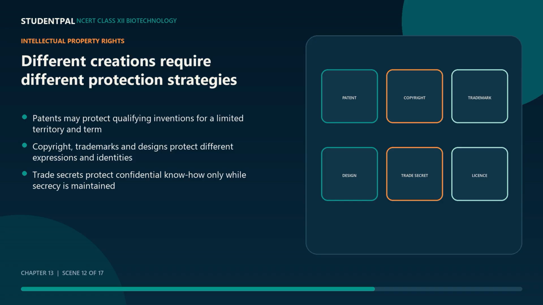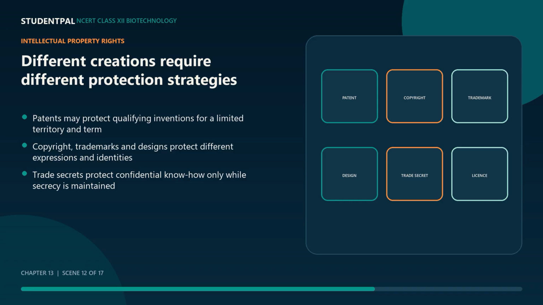Trademarks identify the commercial source of goods or services. Design protection concerns qualifying visual appearance. Trade secrets may protect confidential protocols, formulations, or know-how, while reasonable secrecy measures are maintained, but secrecy may be lost through disclosure or independent discovery.